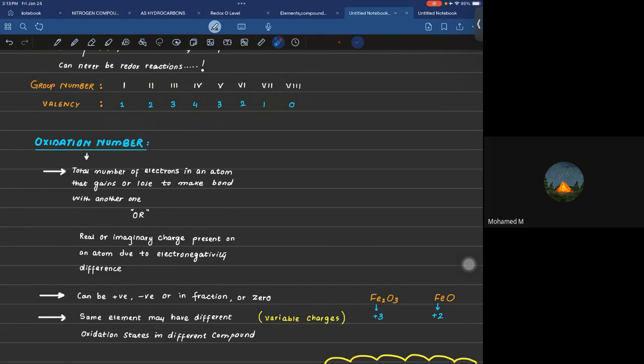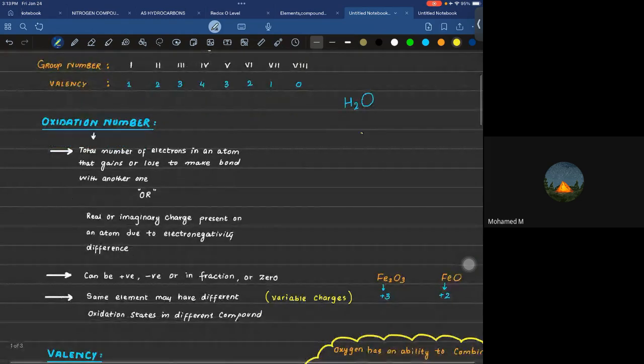Let's suppose I ask, can you tell me the formula for water? Obviously you would say H2O. Am I right? If I draw the structure for water, I would draw O, then H, then H. You have one oxygen and two hydrogens.